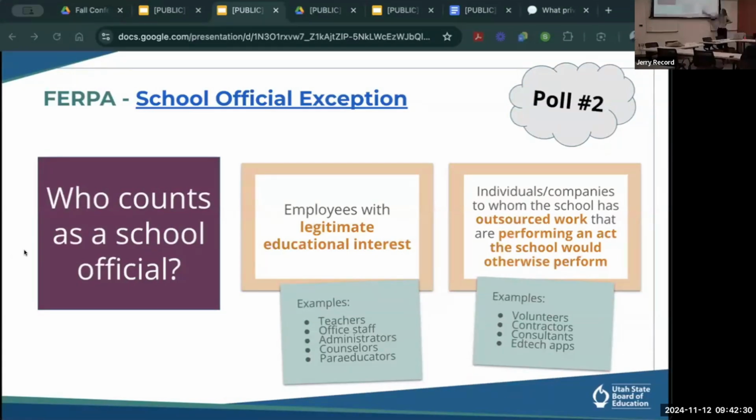Okay, any questions on this, either in person or online? All right, so time for poll number 2. Go ahead and select any of the privacy principles that relate to the school official exception. And John's going to open poll number 2.